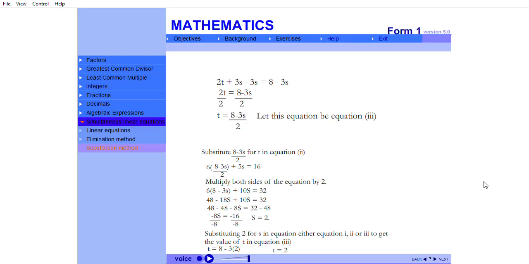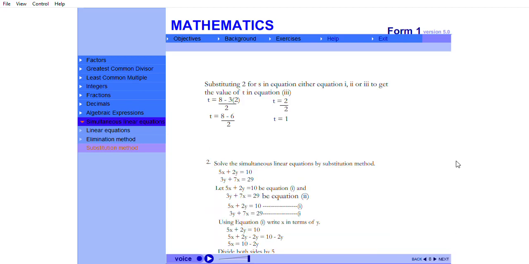t is equal to 8 minus 3 into bracket 2 over 2. T is equal to 8 minus 6 over 2. T is equal to 2 over 2. Therefore, t is equal to 1.